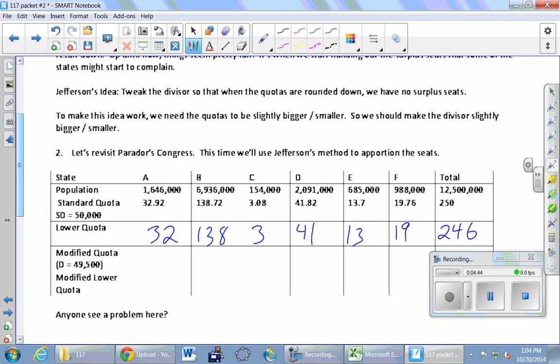At the moment, how many surplus seats do we have? 4 left over. We don't want any left over. So what we need to do is make these blue numbers a little bit what? Bigger or smaller? We need them to be a little bit bigger because we don't want anything left over. I want to get exactly 250.